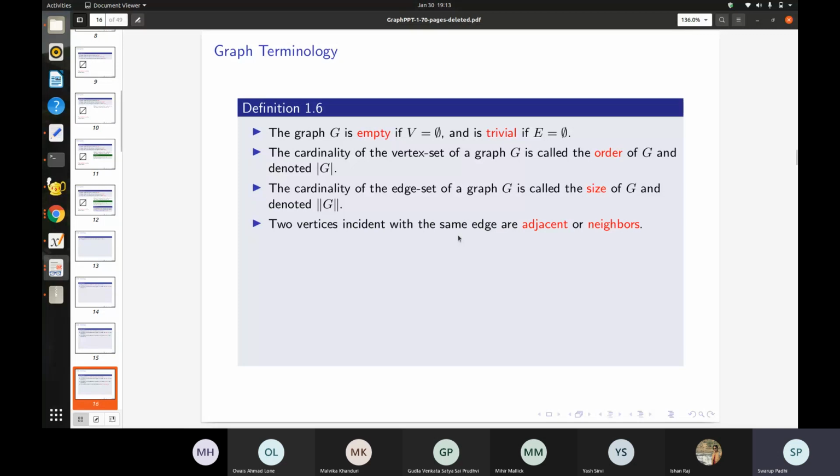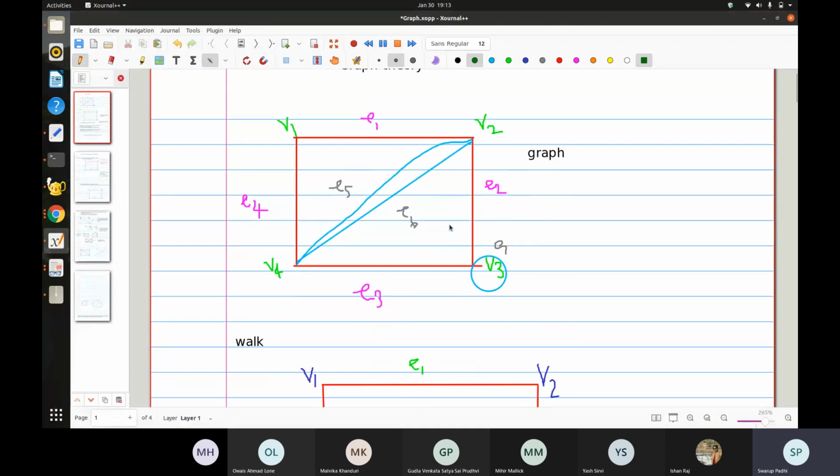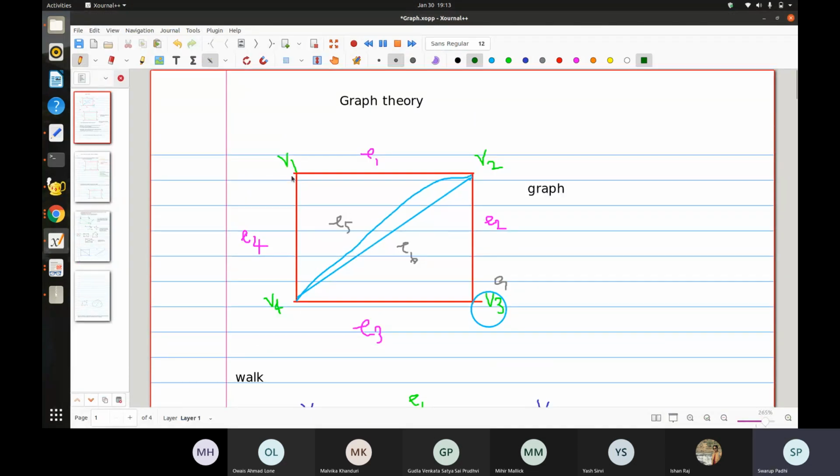Two vertices incident with the same edge are adjacent or neighbors. If we come to this example, I hope it's visible, V1 and V2 are neighbors because they are incident with the same edge E1. Similarly, V1 and V4, V4 and V3, V2 and V3, and V2 and V4 are also neighbors of each other. Any pair of vertices connected by an edge will be called neighbors or adjacent vertices.